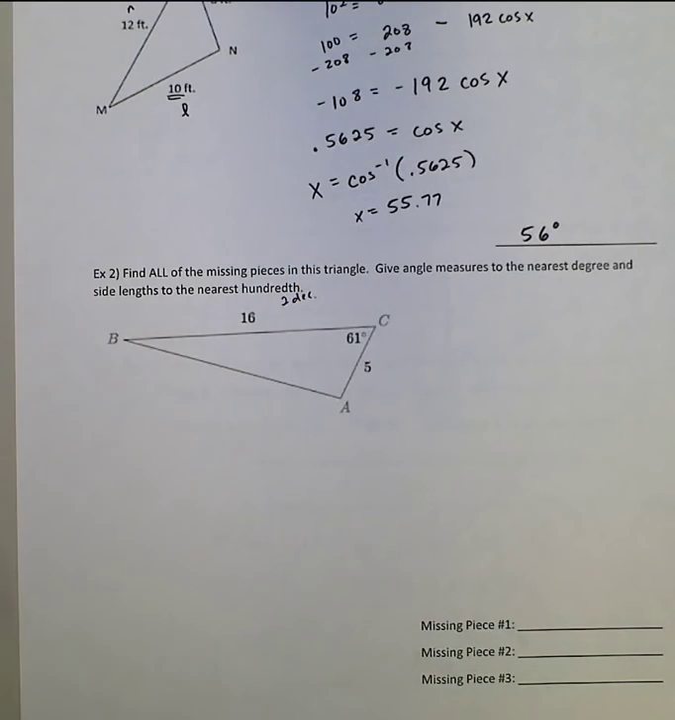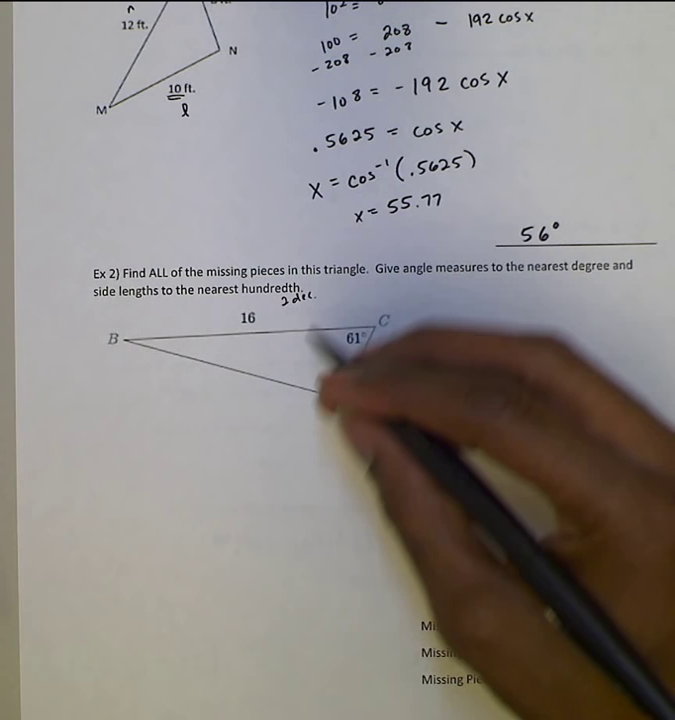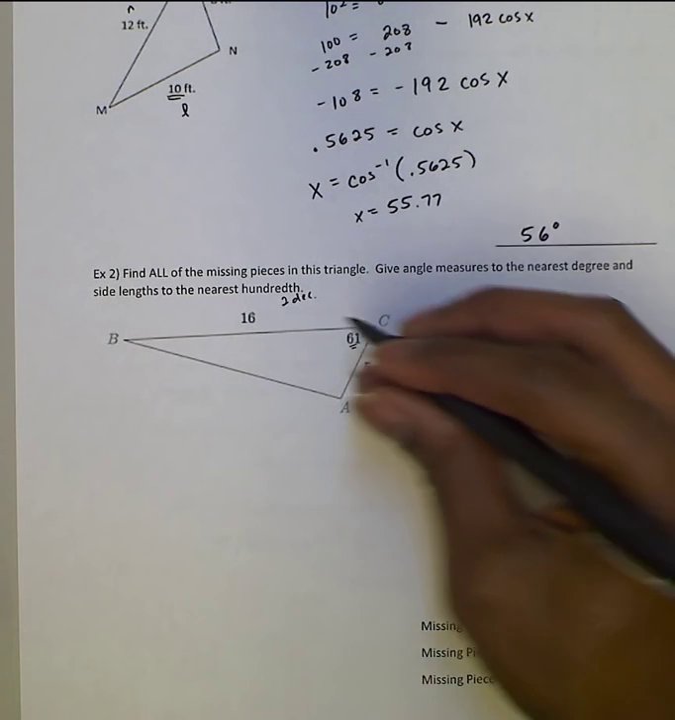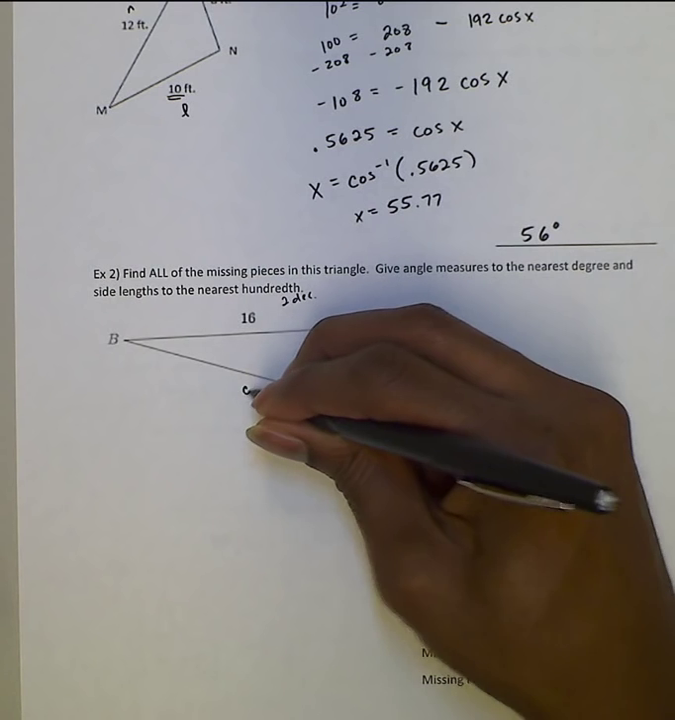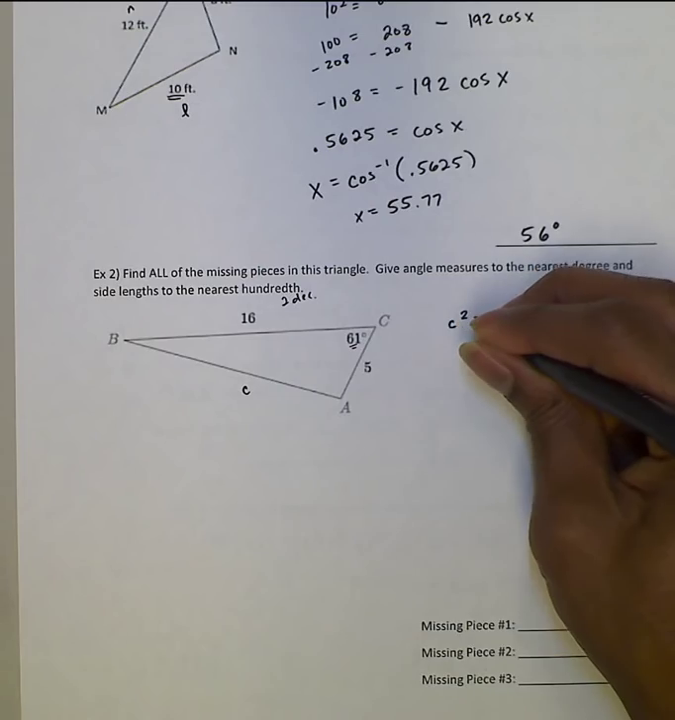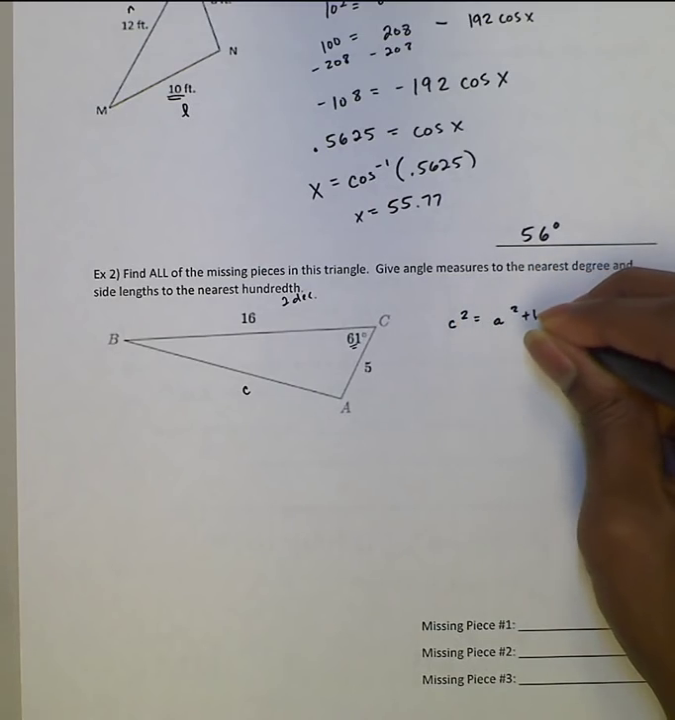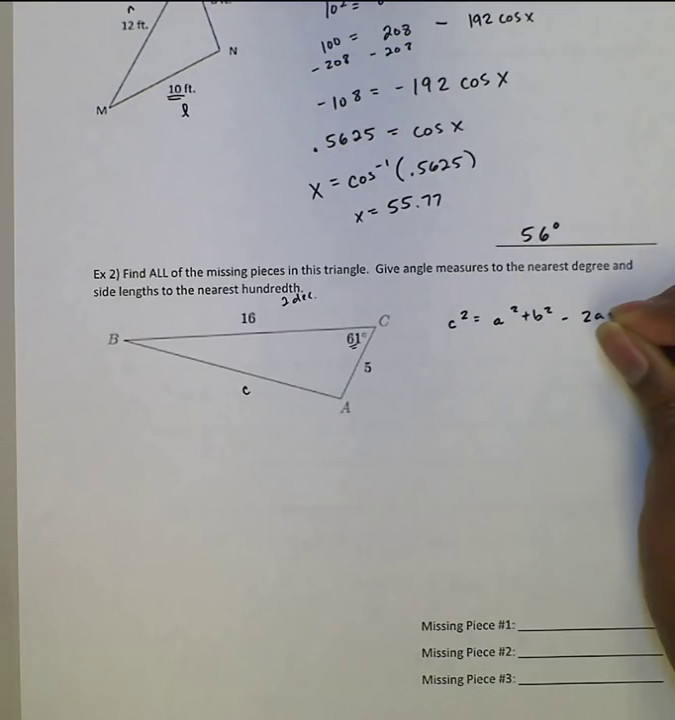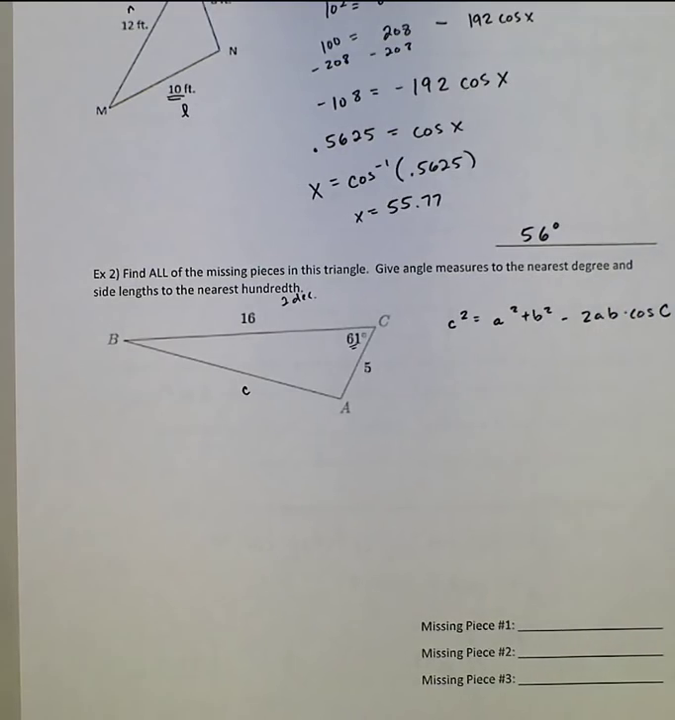So again, I really wish that they would have given us matching or corresponding sides and angles, but they didn't. So we're going to have to use law of cosines. I know this angle, so I'm going to start off by finding the side c. My equation is going to be c squared equals a squared plus b squared minus 2ab times cosine C. Now I can plug in all the values that I know.